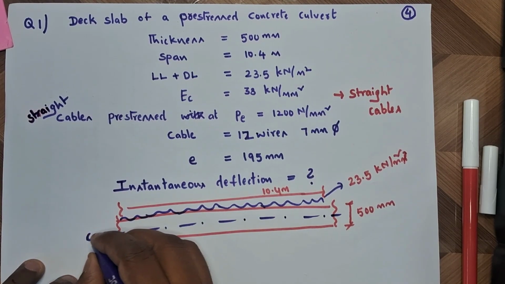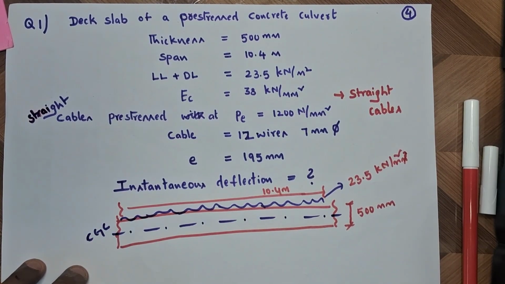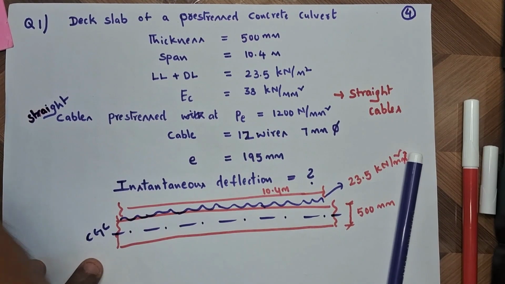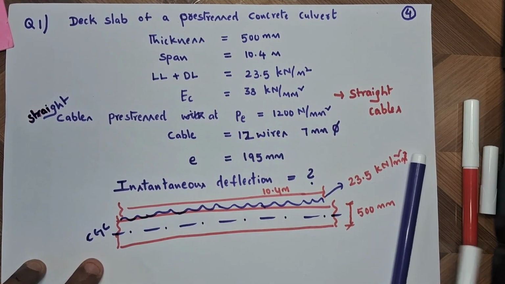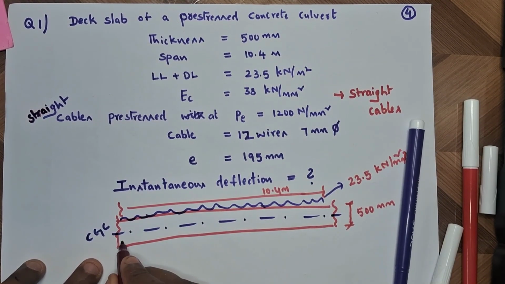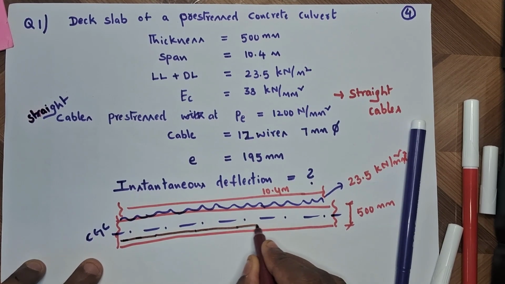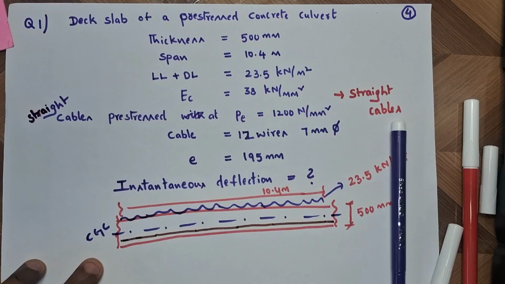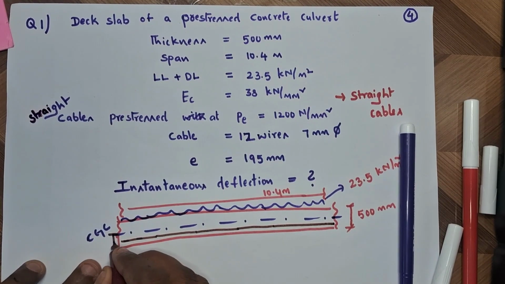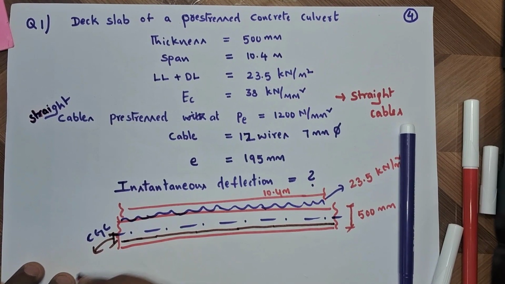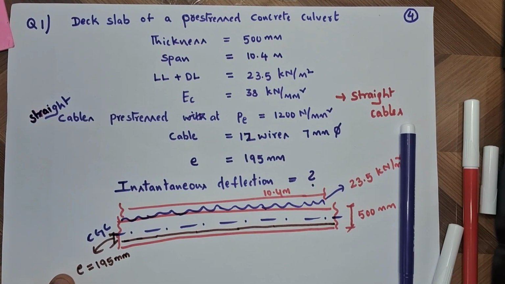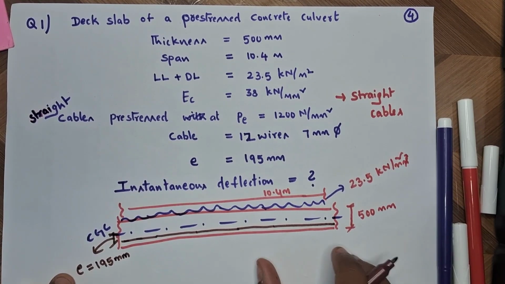Means this is CGC. The cables are placed straight. The cables are placed here with an eccentricity of, what is this here? Eccentricity is equal to 195 mm. Now we need to determine the instantaneous deflection.